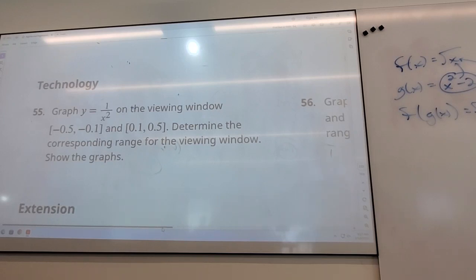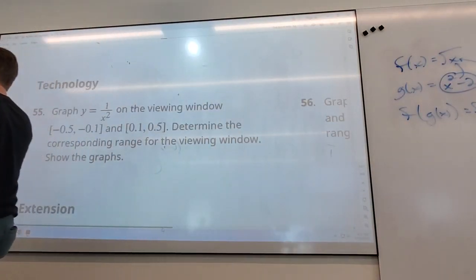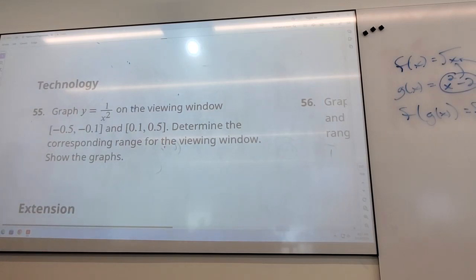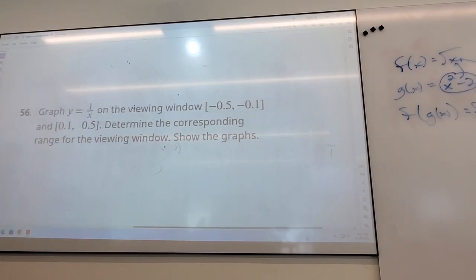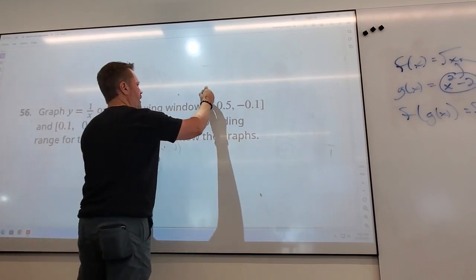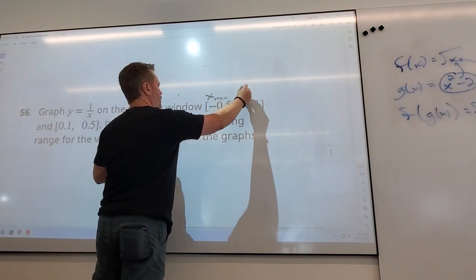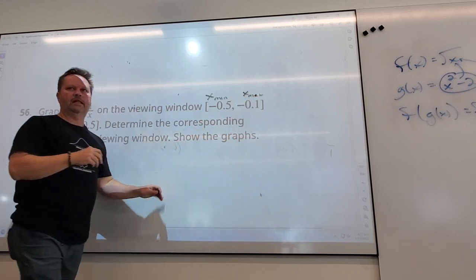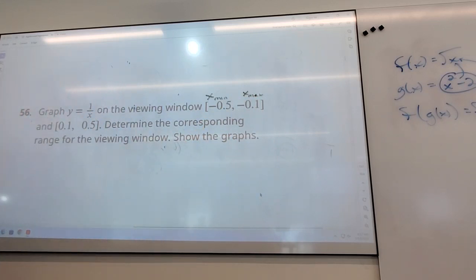I'm kind of confused how to graph that on the window then. Okay. I don't necessarily want to do your problem for you. Let's look at this one. Can we figure out the range for this one? What would you do to figure out the range? What's the domain for this problem? Negative 0.5 and 0.1. So this will be X min. This will be X max. I like it. What about the second part? Part B, let's do part A.